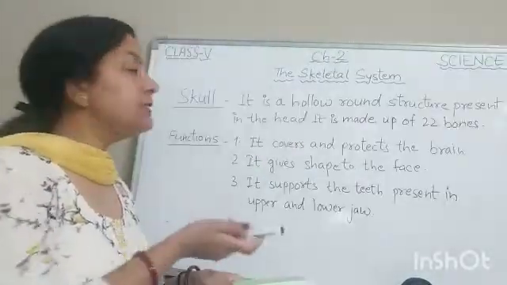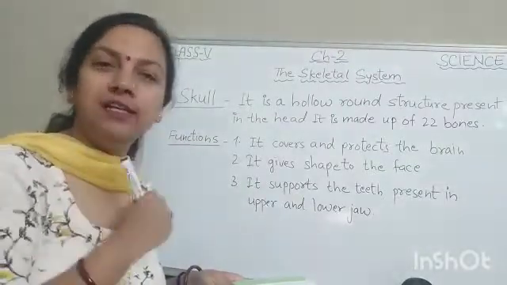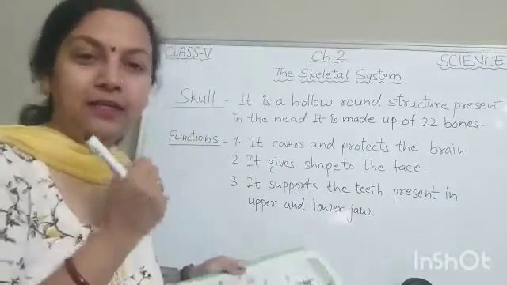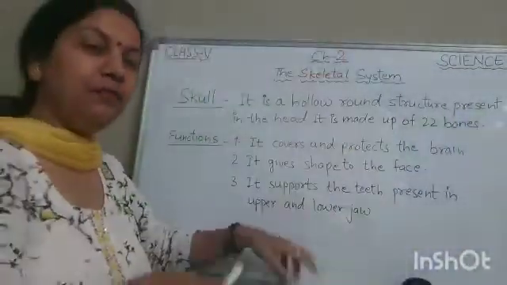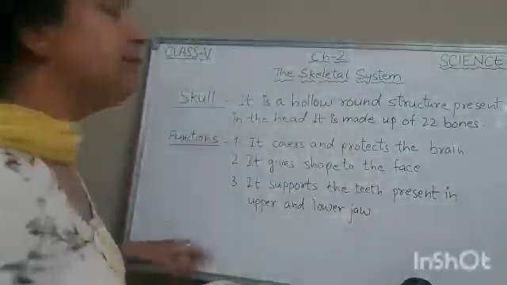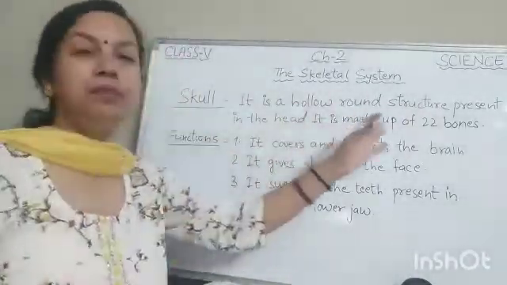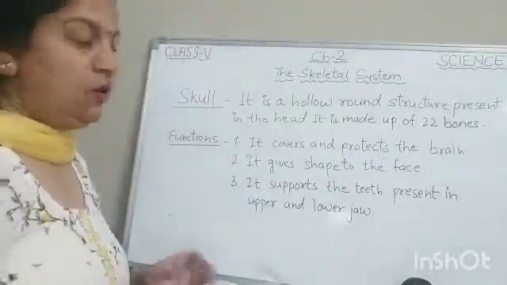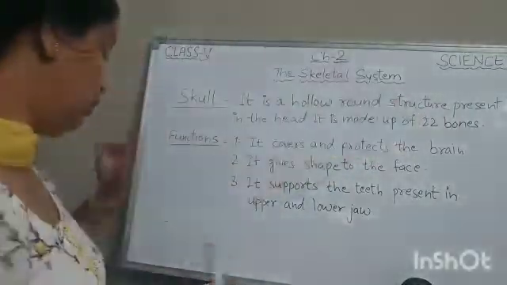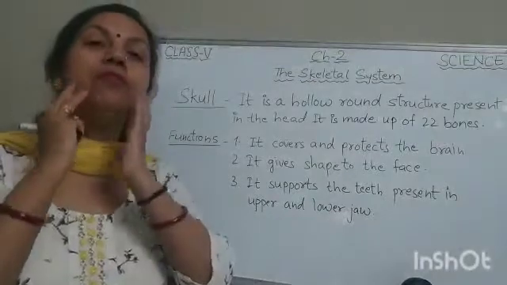Now next comes the skull. Children, you have seen in movies and serials the Tantric Baba. He holds this type of structure in his hand. This is known as the skull. This part of the bones of our body is known as the skull. It is a hollow round structure present in the head. It is made up of 22 bones. Out of 22 bones, 8 bones form the skull and 14 bones form our face.